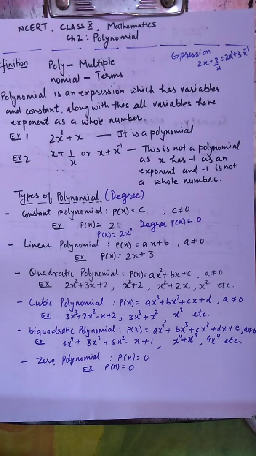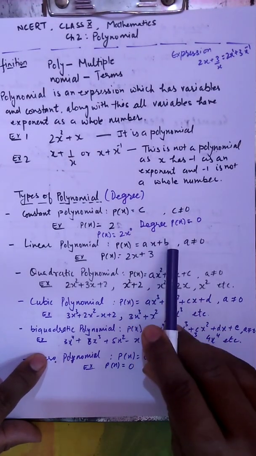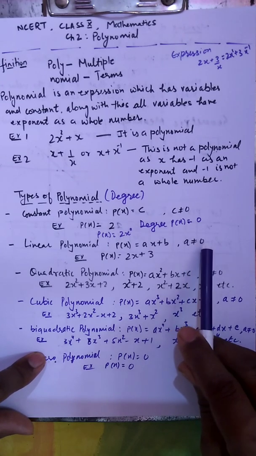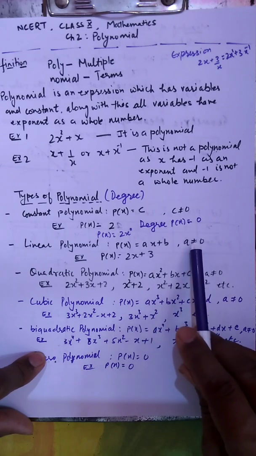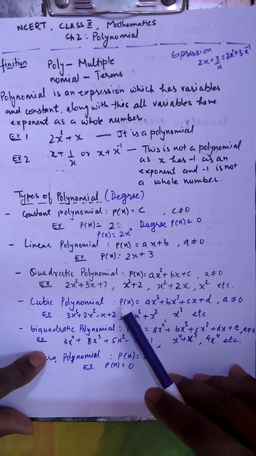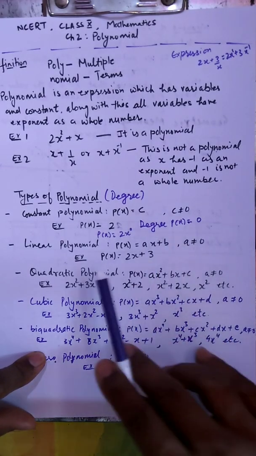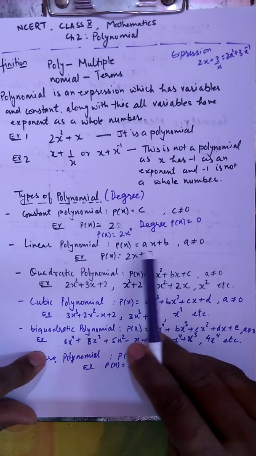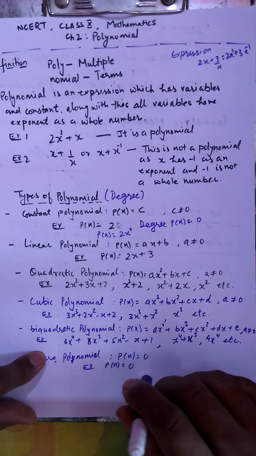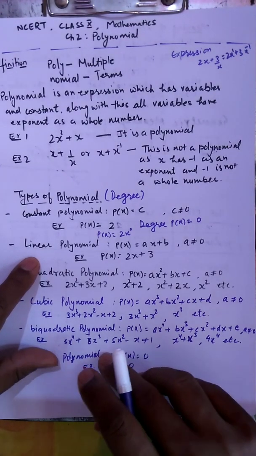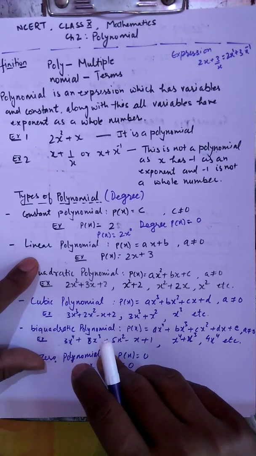Now come to the linear polynomial. For a linear polynomial, the general form is p(x) equal to ax plus b, where a is not equal to 0. I think last year also we discussed this in class 9th, that a cannot be 0. If a is 0, then this term will get cancelled and ultimately only b will be left. So b will be a constant polynomial. So a cannot be 0 in any case if it is a linear polynomial. For example, you can see p(x) equal to 2x plus 3. Here the exponent of x is 1. So the degree of this polynomial is 1. So all linear polynomials are of degree 1.